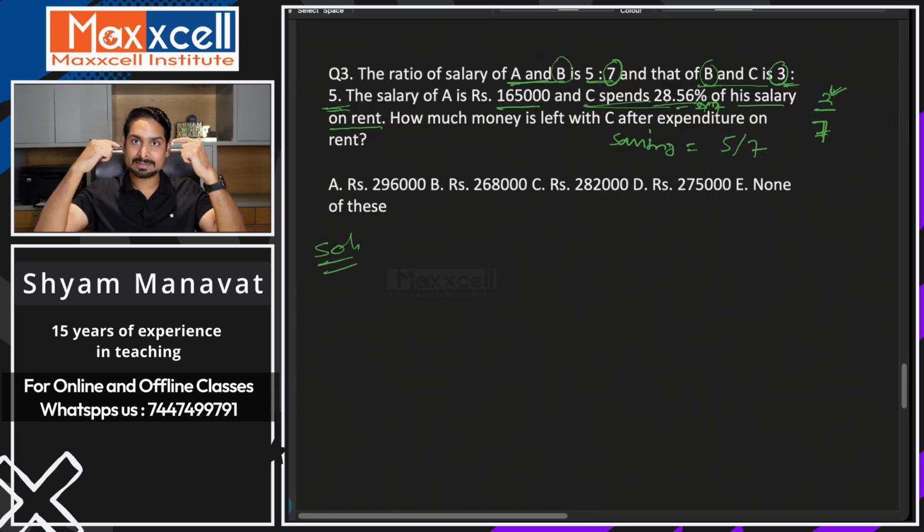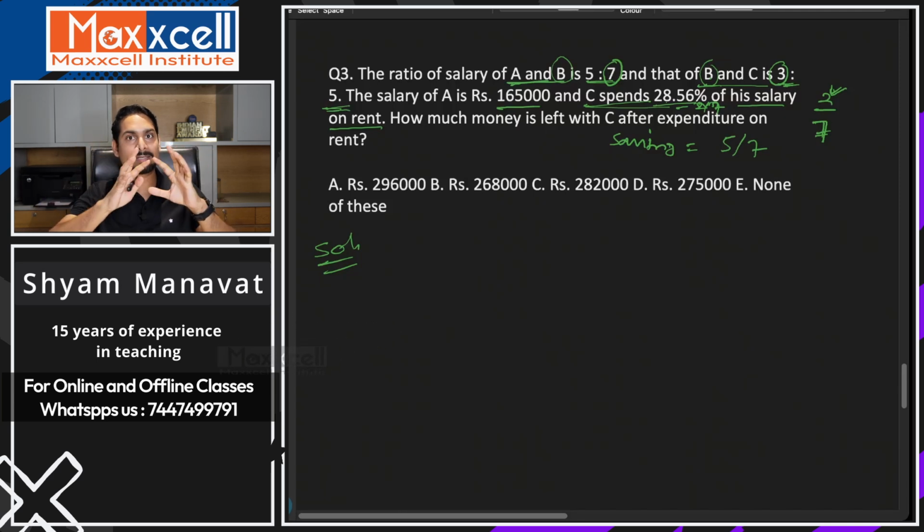So these are the things I calculate while reading the question, and I want you all to learn this. Yeah, then only you will be able to save a lot of time in the exam and you will be able to crack the exam. Okay, let me not bore you more. Okay, so how much money is left with C after expenditure? That means how much is his saving? Saving is 5 by 7 of his income, we know that.